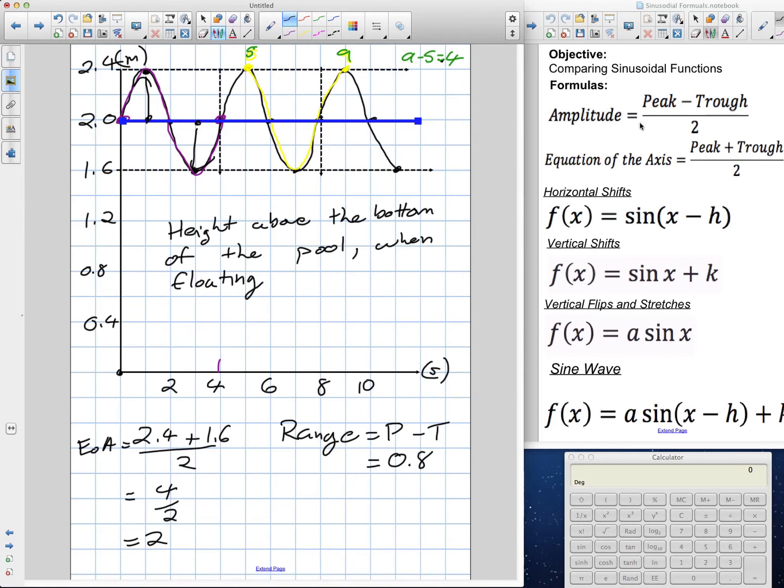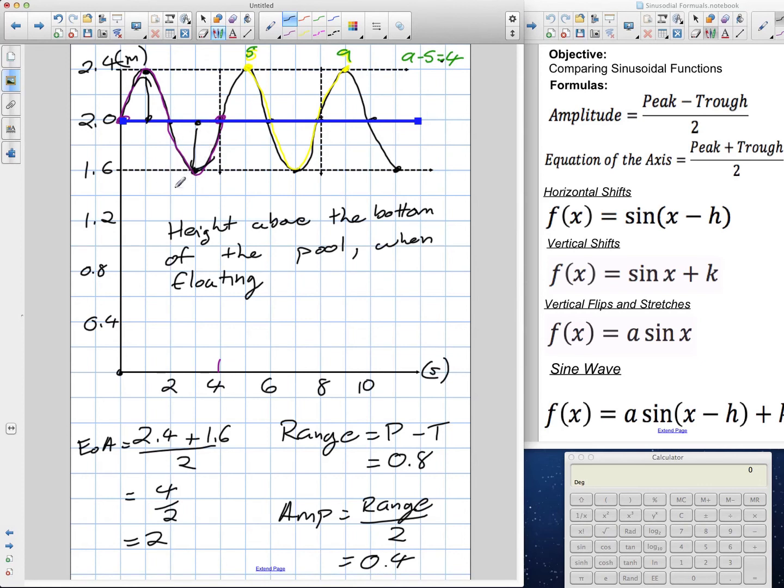And then in order to find the amplitude, you take the range, and the equation is: amplitude is equal to range divided by 2. So 0.8 divided by 2 is 0.4, and that's the amplitude. That's how far up and down it goes from the equation of the axis.